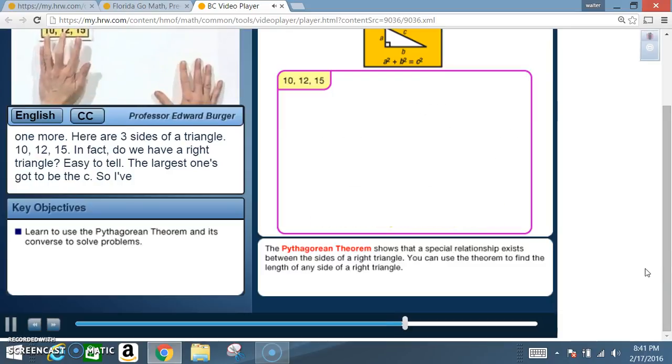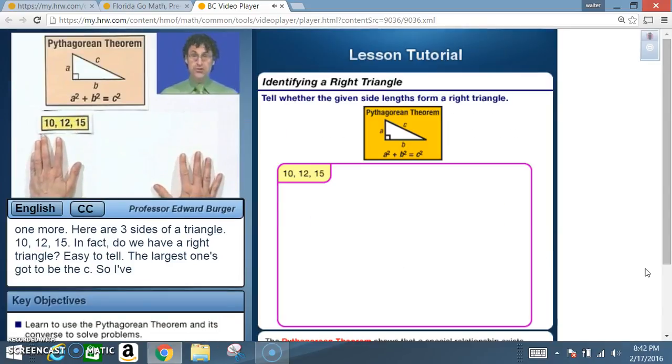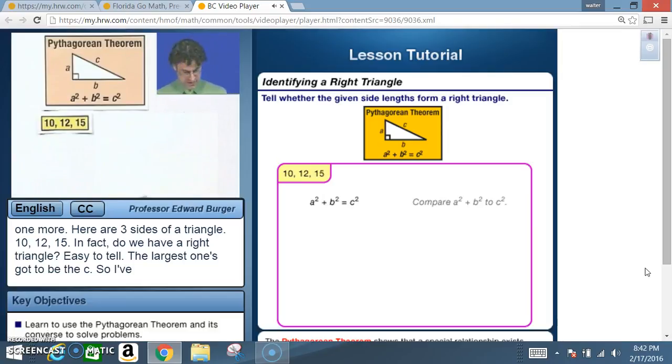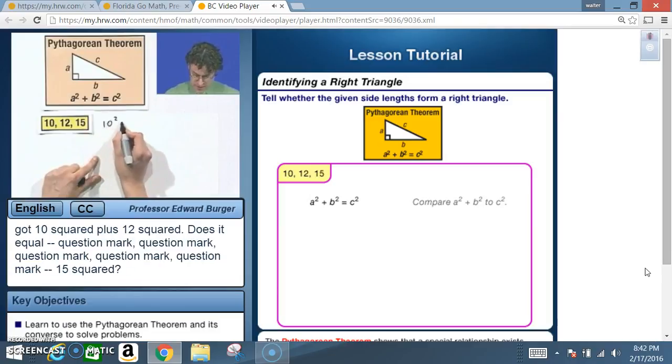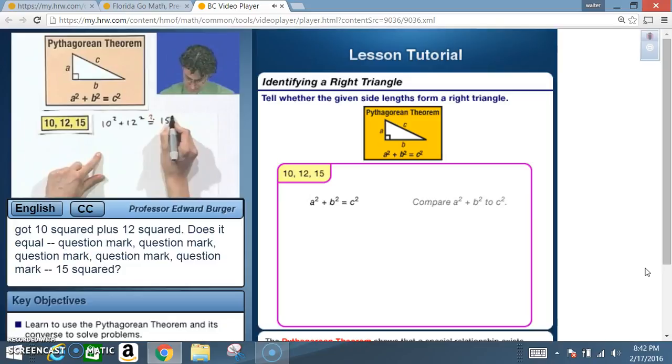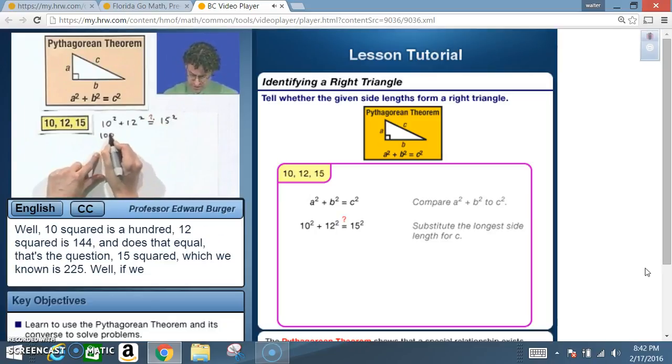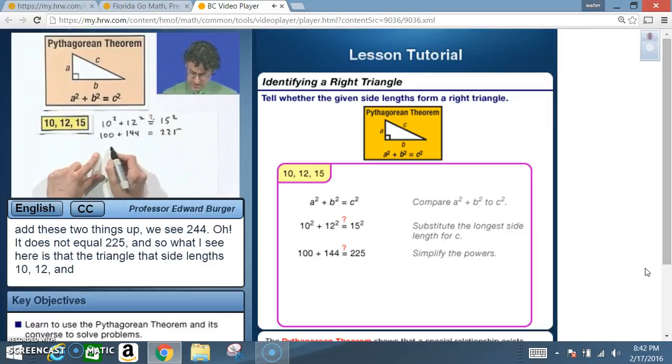Here are three sides of a triangle, 10, 12, 15. Do we have a right triangle? Easy to tell. The largest one's got to be the c. So I've got 10 squared plus 12 squared. Does it equal 15 squared? Well, 10 squared is 100. 12 squared is 144. And does that equal, that's the question, 15 squared, which we know is 225. Well, if we add these two things up, we see 244.